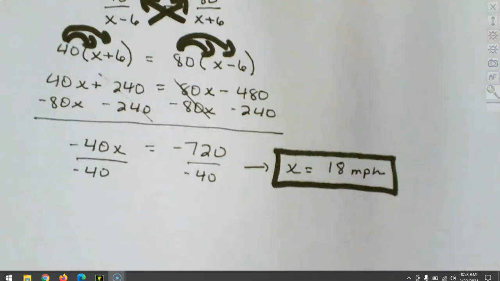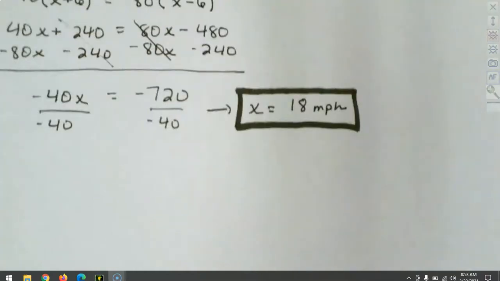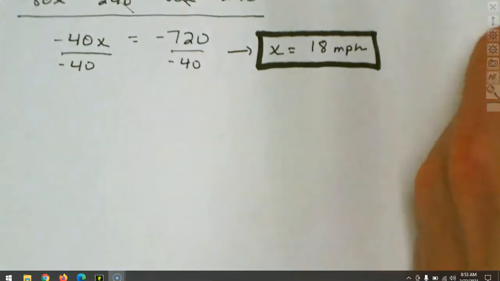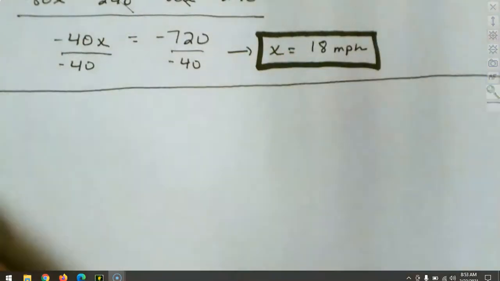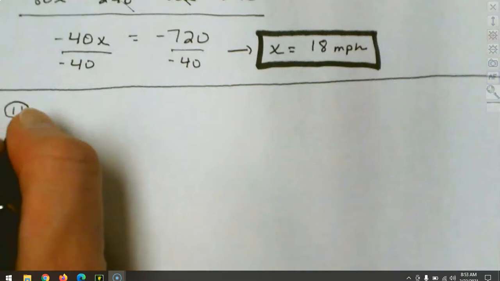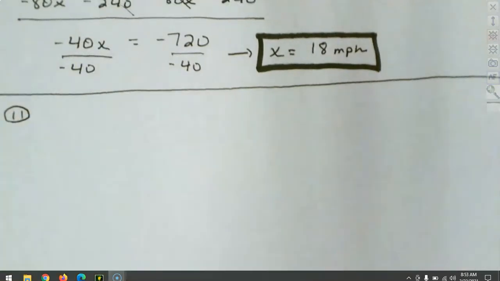We're going to look at one more distance problem. And then if we need to, we can look at some angle questions and also some consecutive integers. So we're now going to look at question 11. And it is similar to question 10.